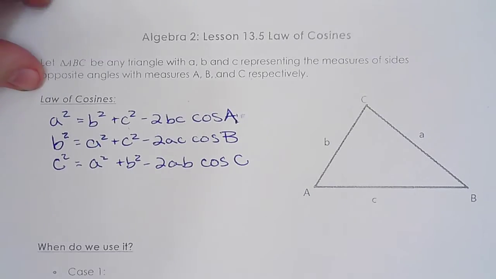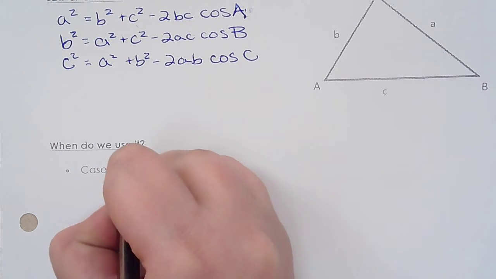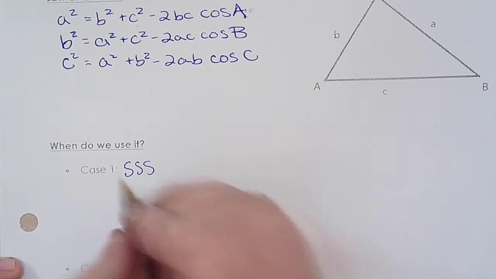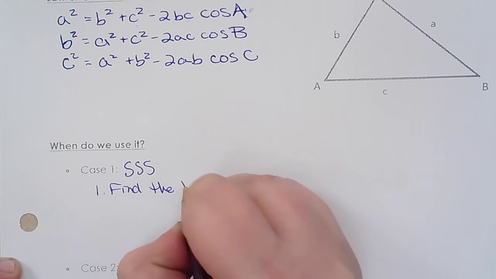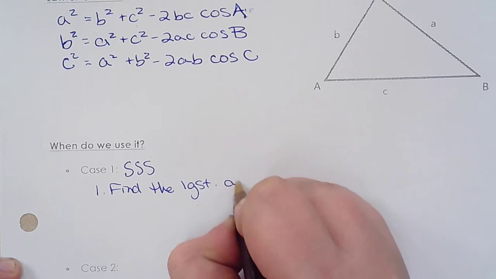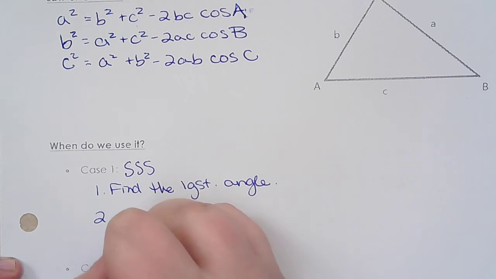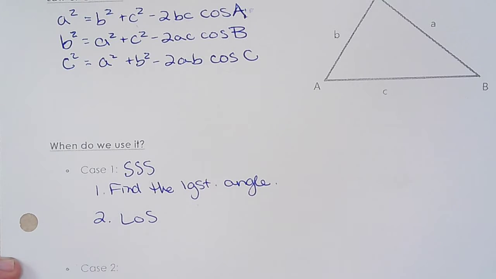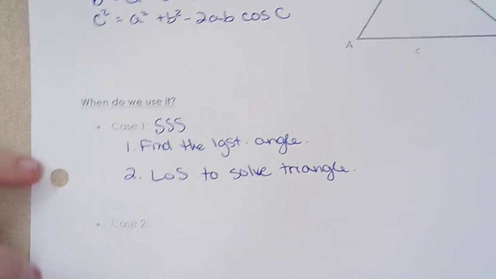So let's now use this. The first case is when we have 3 sides. We start by finding the largest angle. I'm going to shorthand, so find the largest angle. Once we've done that, law of sines to find everything else to solve the triangle. Remember, to solve a triangle means to find any missing pieces. That means sides or angles.